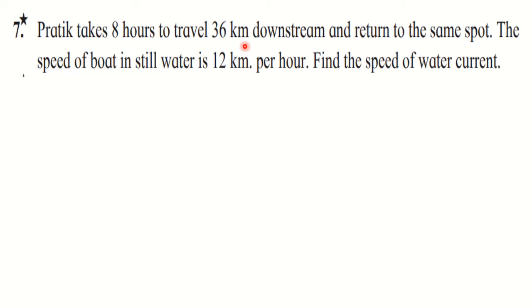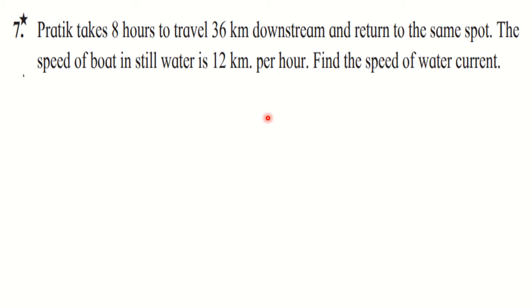Okay, now distance is given and speed is given and the condition is given in the form of time. So it is very sure that here you have to use the formula time is equal to distance upon speed. Distance is 2 times taken, 36 kilometers downstream, and returning back means upstream. So here we have to think of the speed of the boat downstream and speed of the boat upstream also.